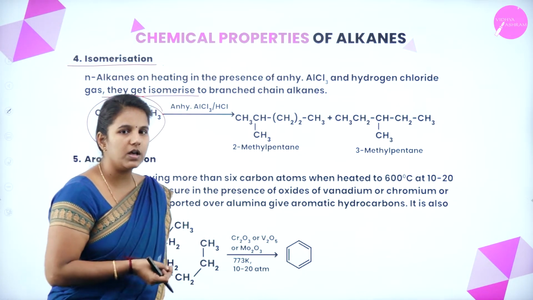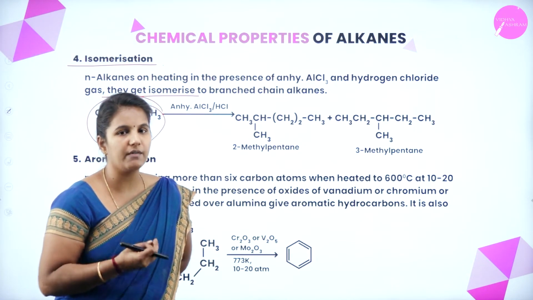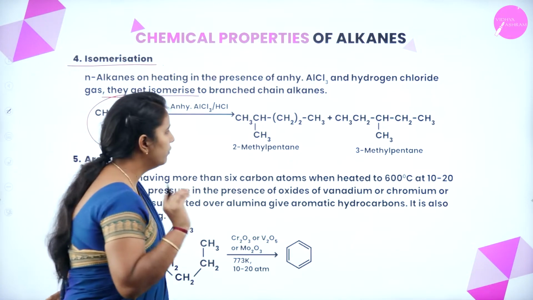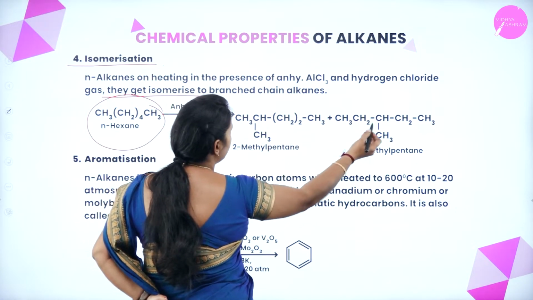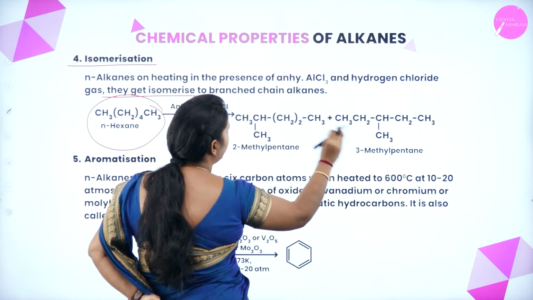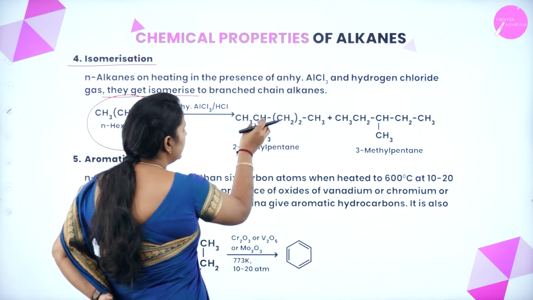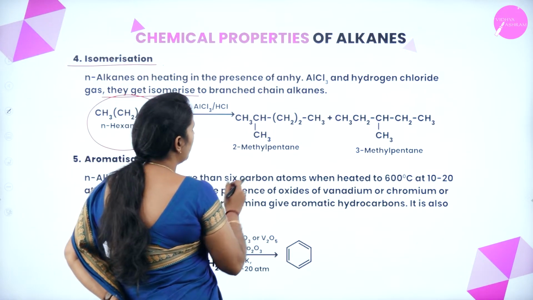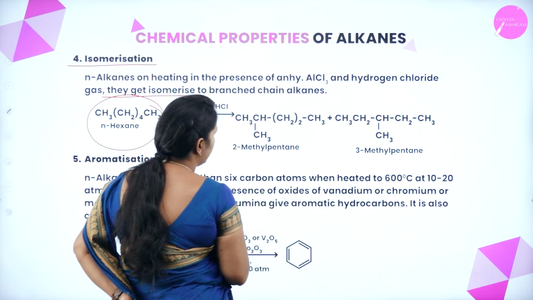What are isomers? We know that isomers are organic compounds having the same molecular formula but different structural formula. You can see here that the carbon atoms are one and the same in 2-methyl pentane and 3-methyl pentane, but the structural formula will be different. How is it so? This is 2-methyl pentane and this is 3-methyl pentane.